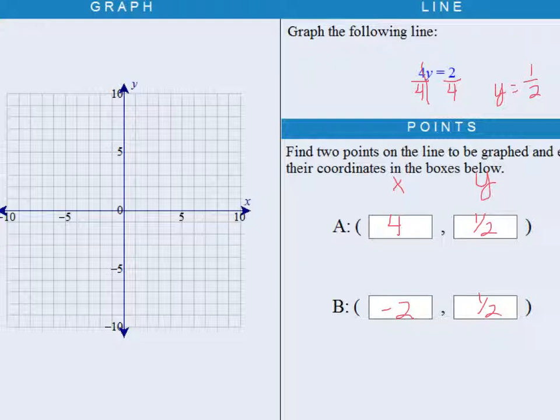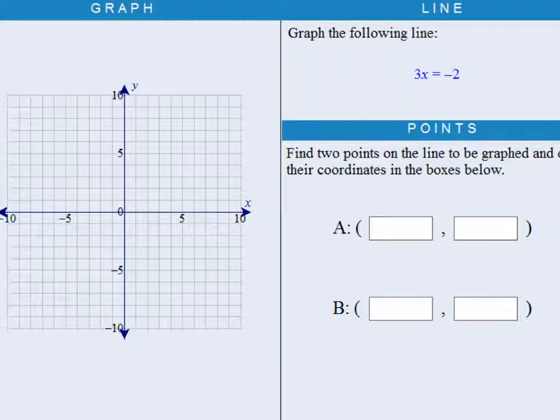So over 4 up 1/2. It could go right there. And then the other one is a -2 up 1/2. And really, I could use other points, but if I get those 2 points, what I end up with is just a horizontal line. Because the y is always 1/2, I'm always going to be up 1/2. So it just represents a horizontal line at 1/2.